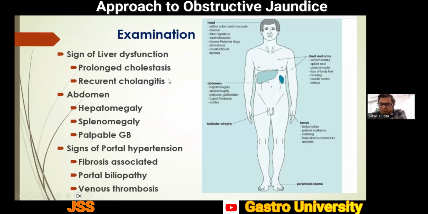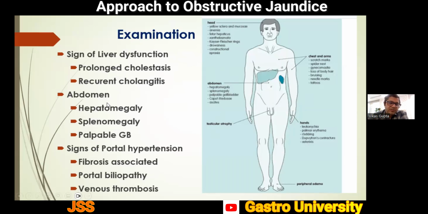So particularly for students who are appearing for the exam, you should always look for these signs in the form of liver dysfunction: fetor hepaticus, Kayser-Fleischer rings, and then scratch marks, gynecomastia, testicular atrophy. All these signs should be mentioned as a part of your clinical examination.